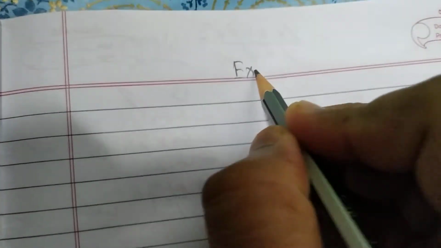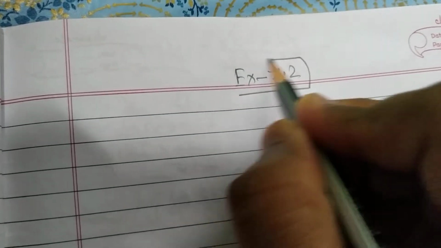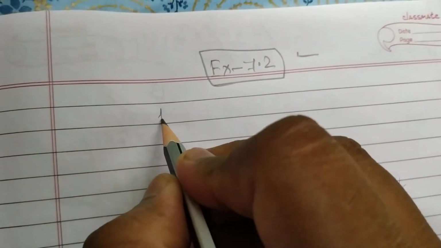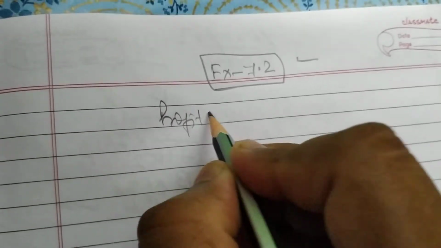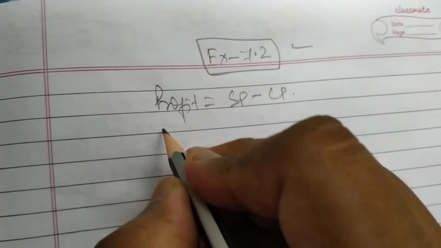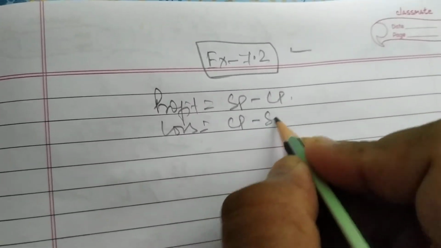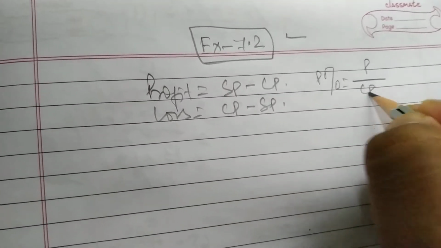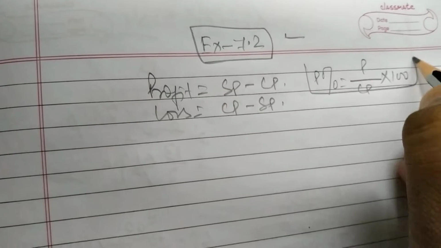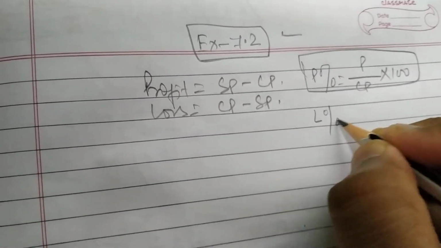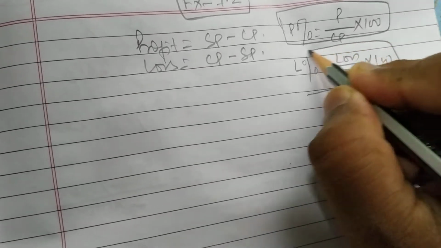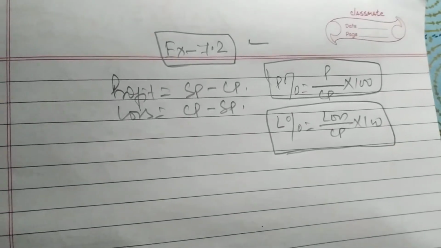So now we are going to start exercise 7.2. Before starting this, we need to go through some formulas which are very important for us. As you all know, profit is equal to SP minus CP, loss is equal to CP minus SP. Similarly, profit percent is equal to profit by CP into 100, loss percent is equal to loss by CP into 100. These formulas I think we have done previously also. I don't think you have any doubt in it.